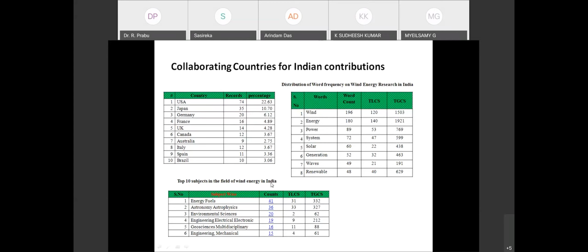Looking at India, the subjects in which they are conducting research in wind energy are energy fields, astronomy and astrophysics, environmental science, engineering, electrical and electronics, geoscience, and engineering. These fields are widely concentrating on wind energy, conducting a lot of research and producing a lot of articles. Only for India I took a sample. So far we have seen a lot of examples of wind energy research productivity and how we analyzed it.